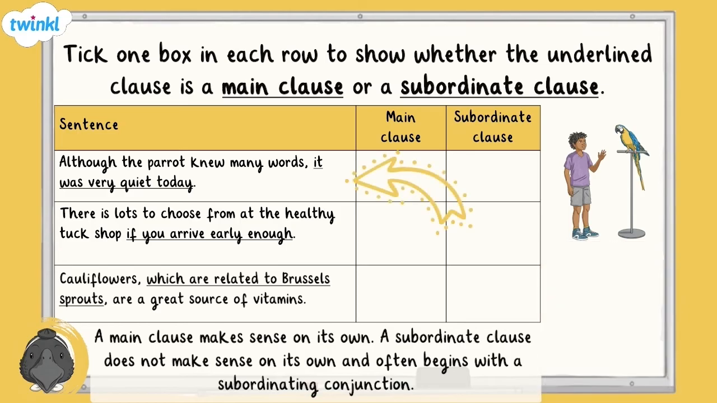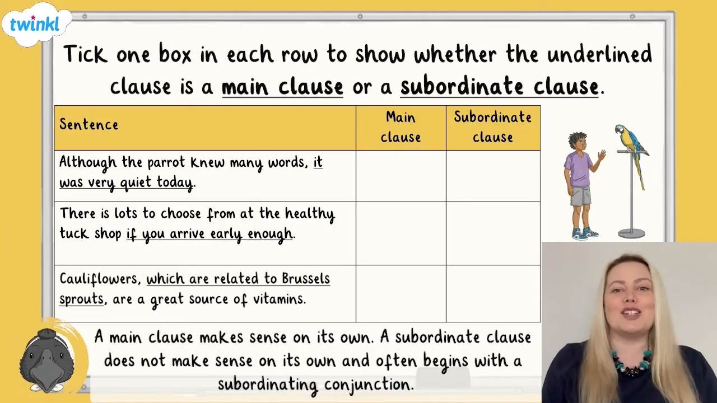Although the parrot knew many words, it was very quiet today. There is lots to choose from at the Healthy Tuck Shop if you arrive early enough. Cauliflowers, which are related to Brussels sprouts, are a great source of vitamins. If the underlined clause makes sense on its own, you'll need to tick main clause. If the clause doesn't make sense on its own, you'll need to tick subordinate clause. Pause the video now while you have a go at answering the question.